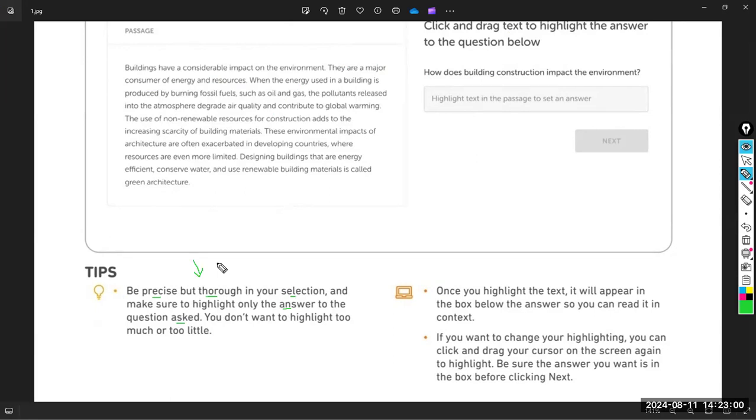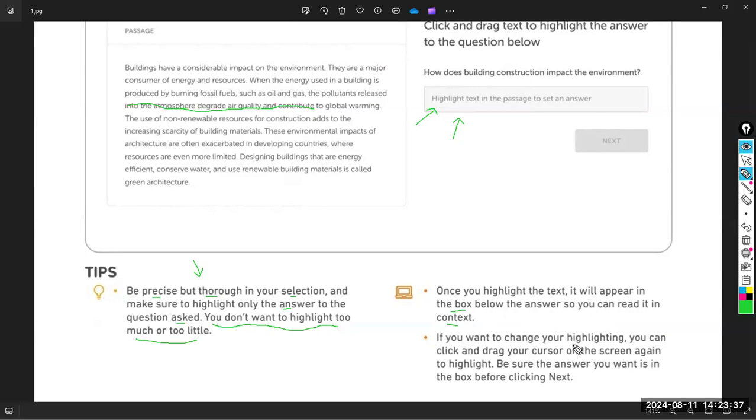Maybe the answer is going to be a phrase. Maybe the answer is only about 2 words. So please be careful, so I don't highlight too much or too little. Once you highlight the text, it will appear in the box below. While highlighting, for example, everything you highlight is going to be shown here in the box. The answer appears there so you can read it in context.